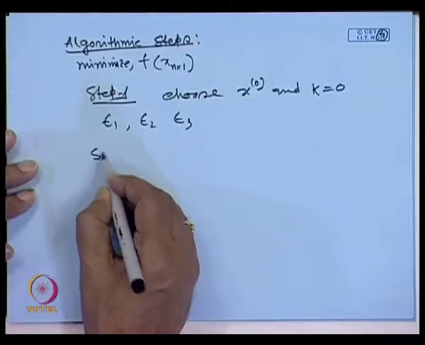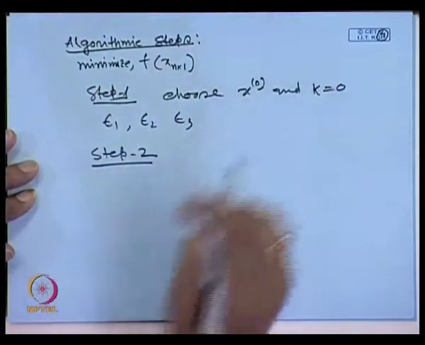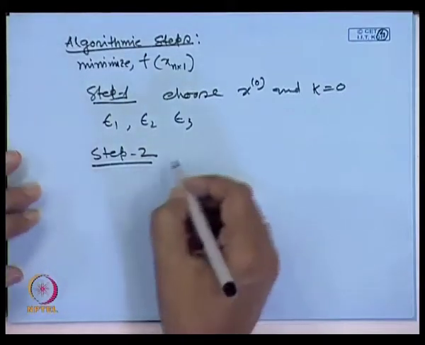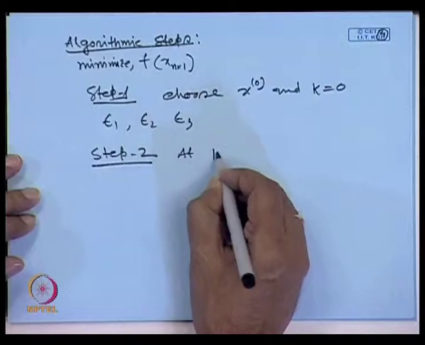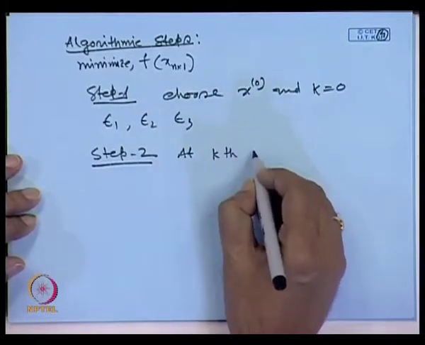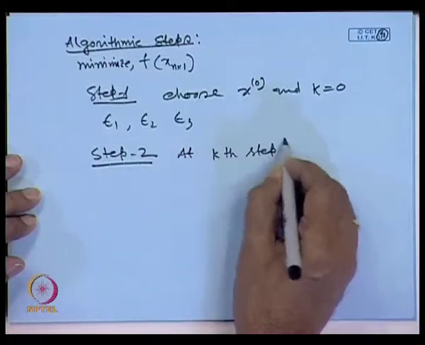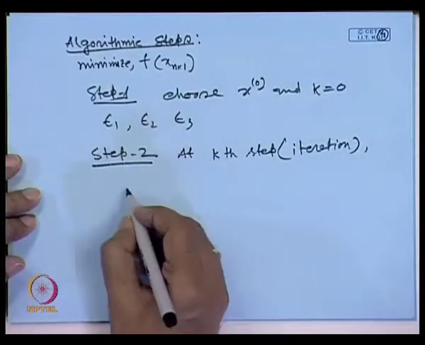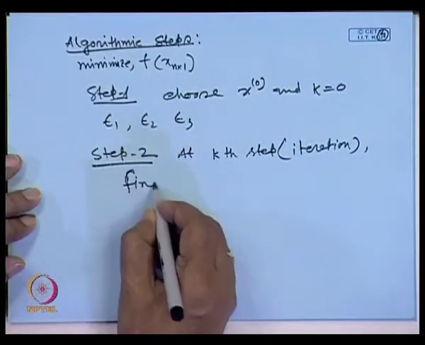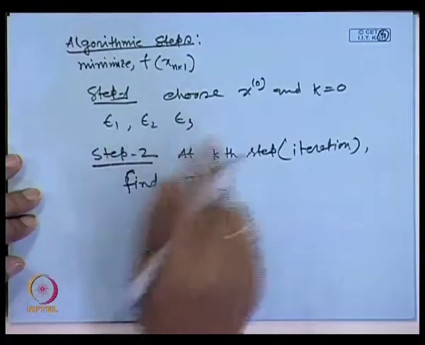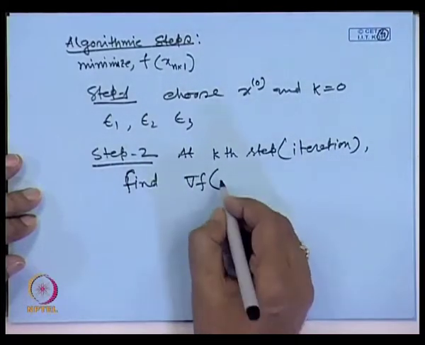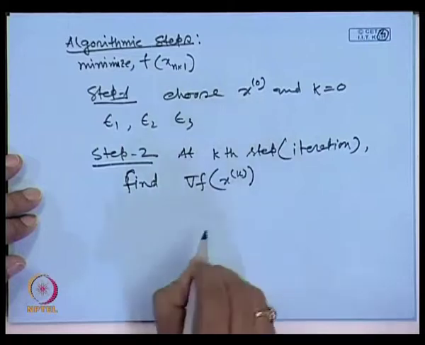Step 2: once x of 0 is considered, immediately I can find out the gradient of this function. Let us assume I am finding the gradient of the function at the kth iteration. So, you determine the gradient at this point, because I need that information when we find the descent direction of the function.